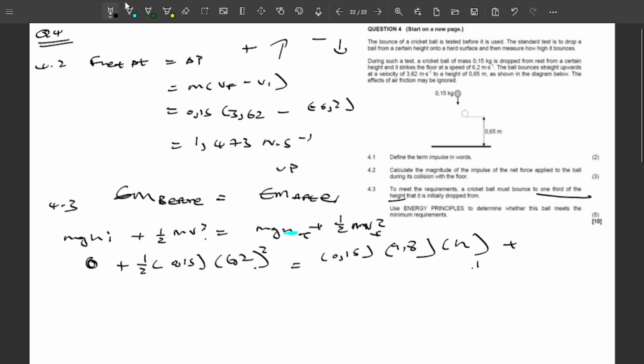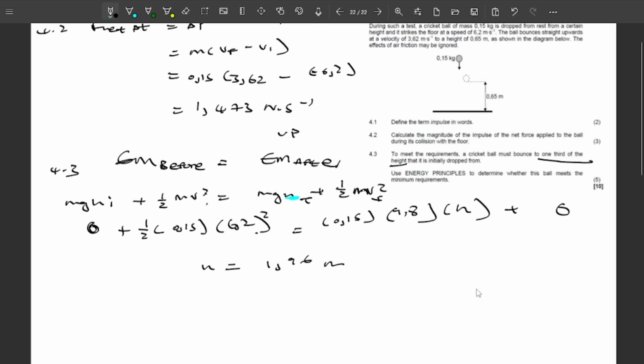And the kinetic energy is what on this side? The kinetic energy is zero. Let me remove this. Is zero, right? Okay. Then our height is going to be 1.96 meters.